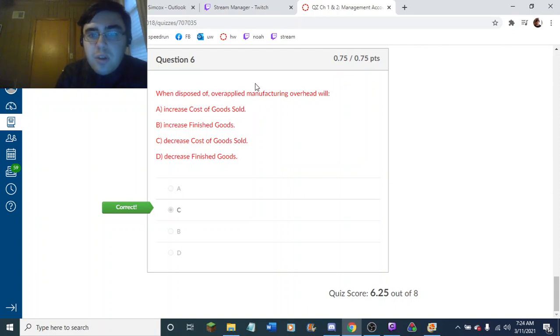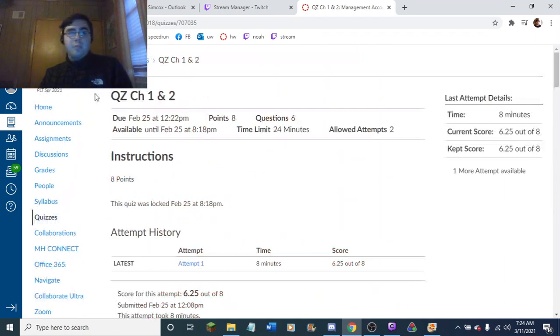When disposed of, if you have overapplied manufacturing overhead, you overestimated the amount that it would cost. So when you dispose of it, cost of goods will actually go down. Yeah. Okay. Done with that.